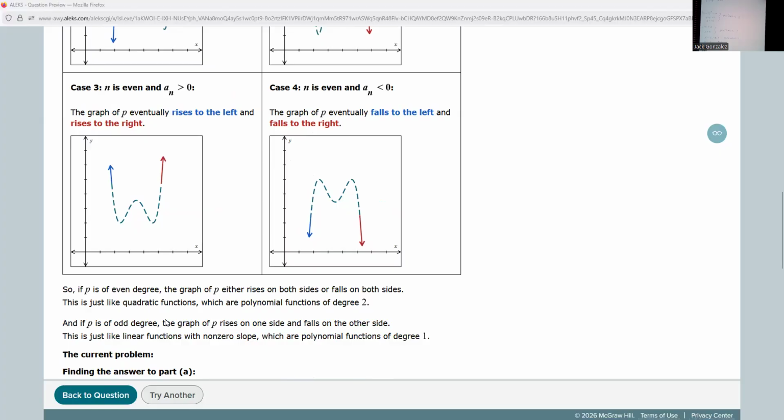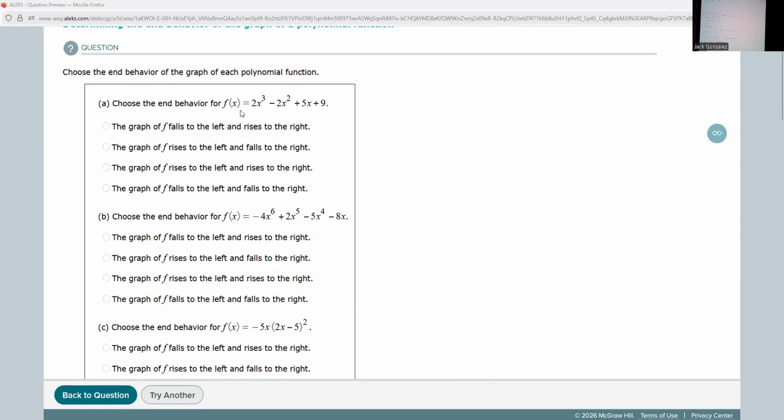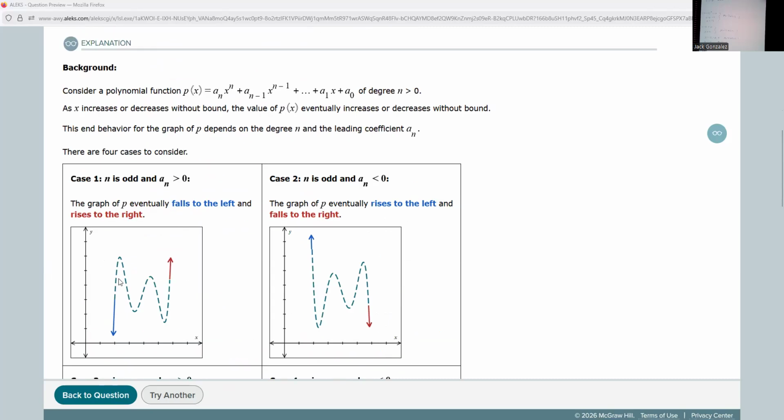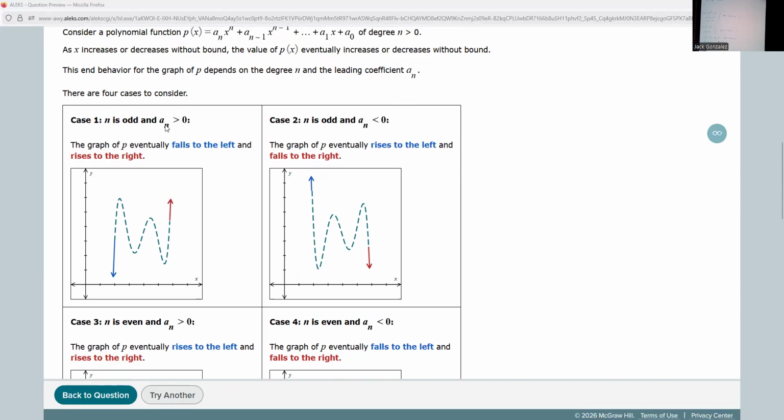Now, if it's even and the number in front, the coefficient of the highest power, is positive, then it opens up. Sorry. If it's positive, it opens up. If it's negative, it opens down. So look at this guy. Highest power is 3. So that's odd. The number in front is a positive 2, so that's positive. So it's going to be case 1, right?